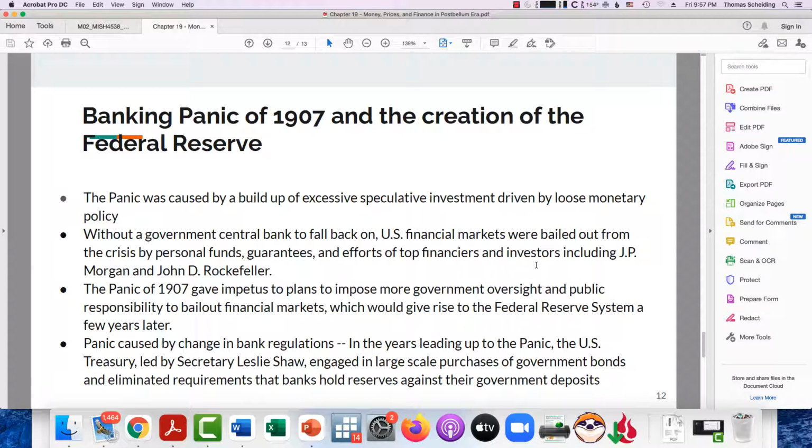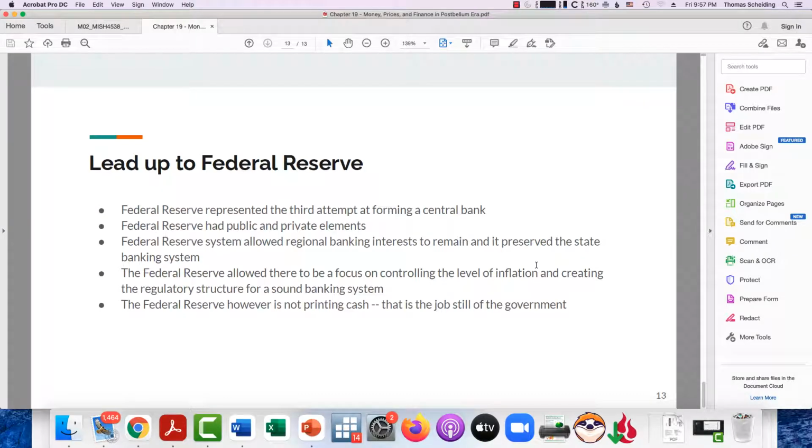It gives rise to the Federal Reserve. So it represents the third and our current attempt at having a central bank. Because of the debate and the compromises that were required to create the Federal Reserve in 1913, it has both public and private elements. The Federal Reserve is actually owned by banks in each district. And the Federal Reserve divides up the United States into 12 districts.